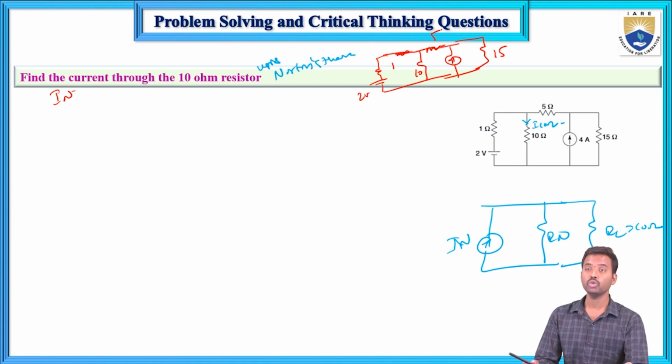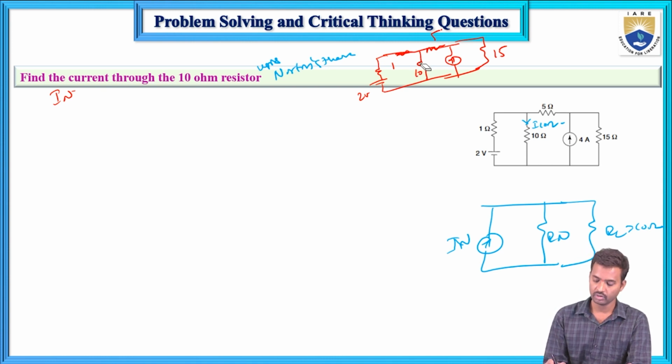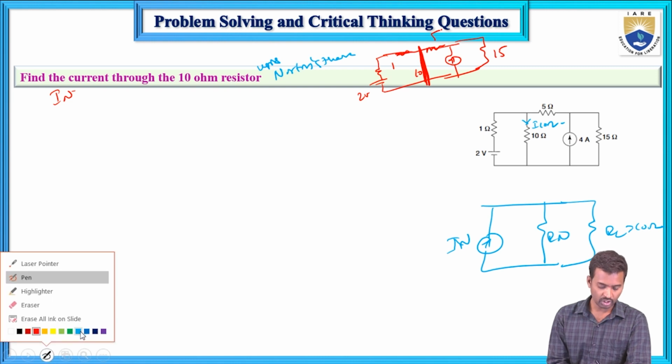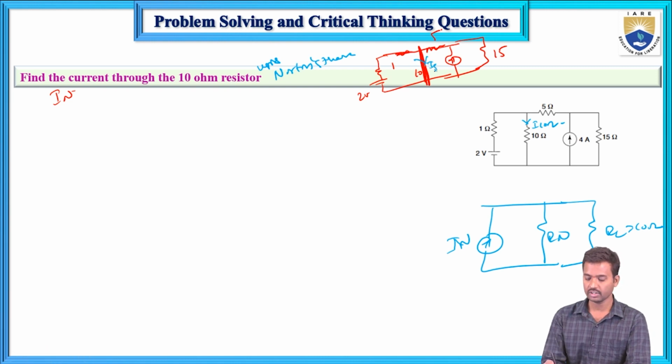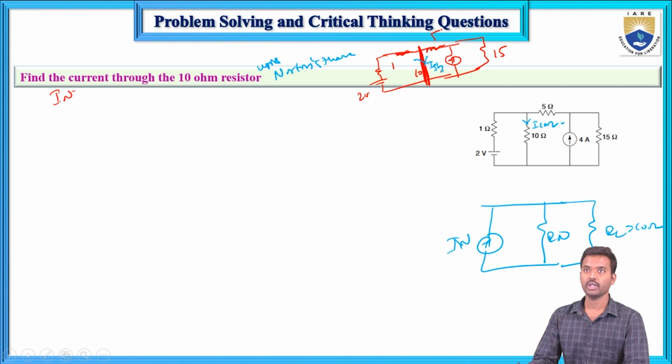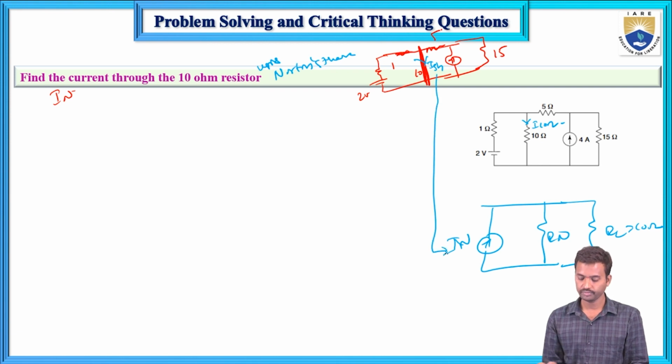Now here, remove the load resistance from the given circuit and short the load terminals. Calculate that short circuit current ISH. That is important. Remove the load resistance from the given circuit and short the load terminals. That short circuit current is known as IN. Now, how will we calculate it?